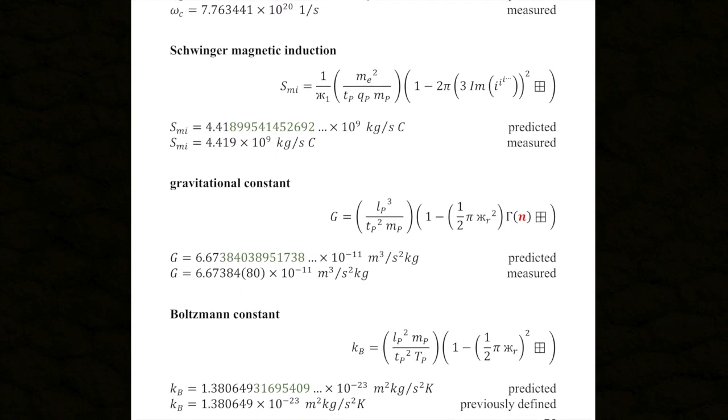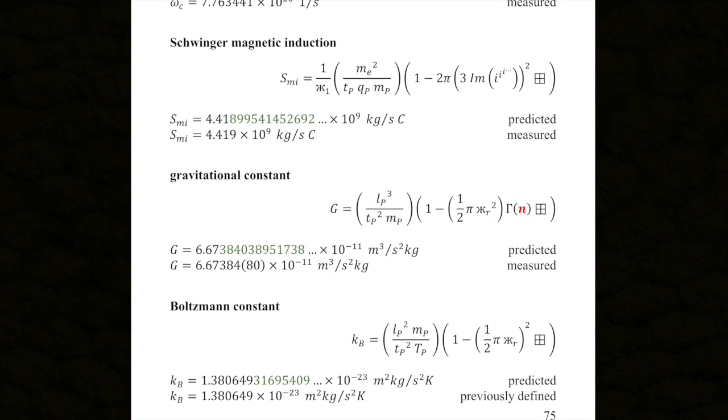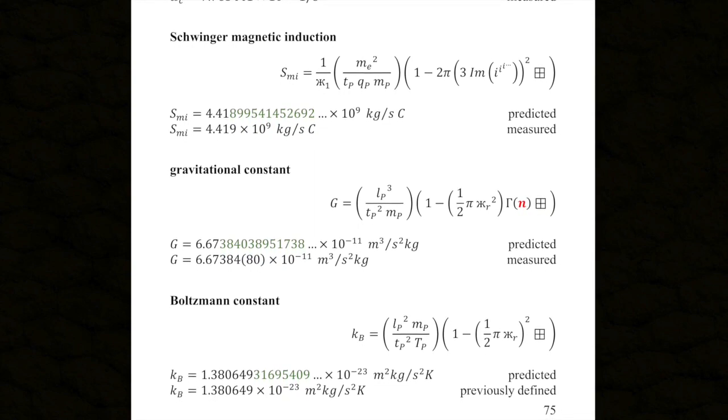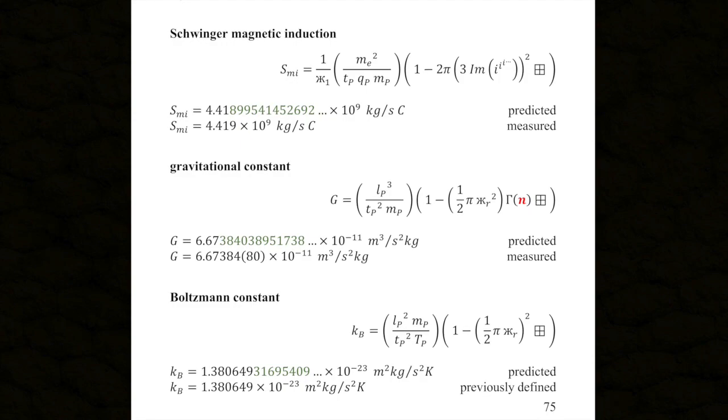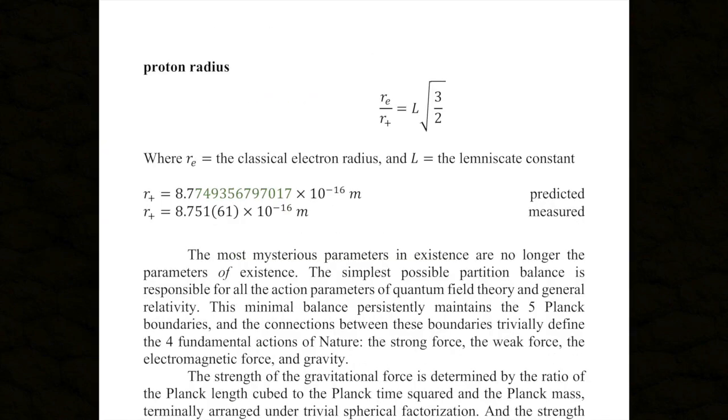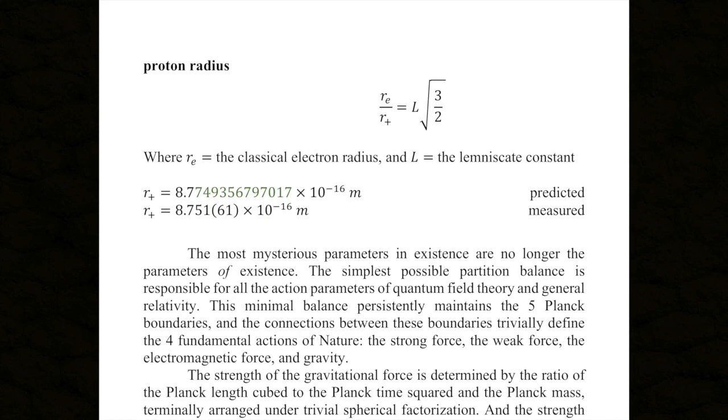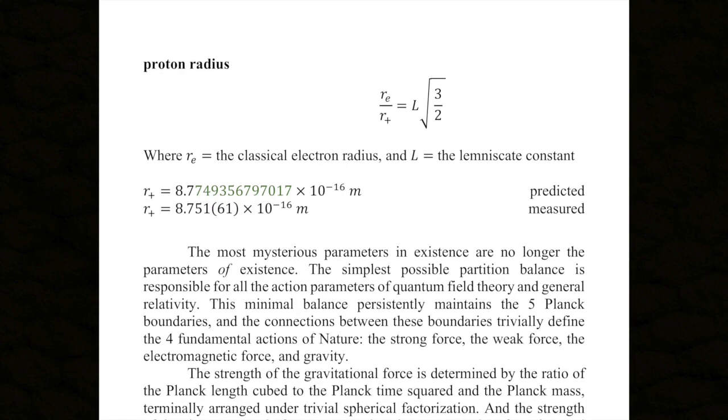The Boltzmann constant has a primary action of 1. Its terminal action is the square of 1/2 pi Jr squared. The classical electron radius divided by the proton radius equals the lemniscate constant times the square root of 3/2. The most mysterious parameters in existence are no longer the parameters of existence.